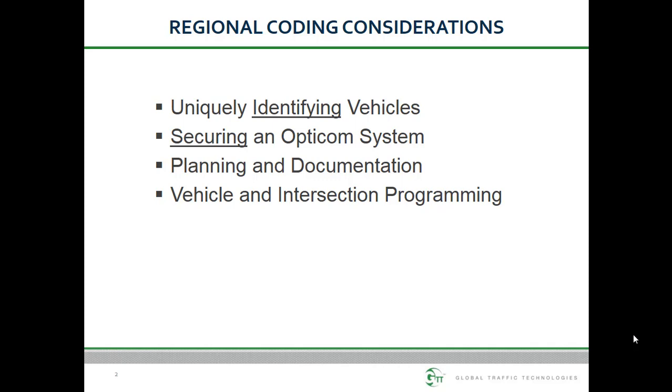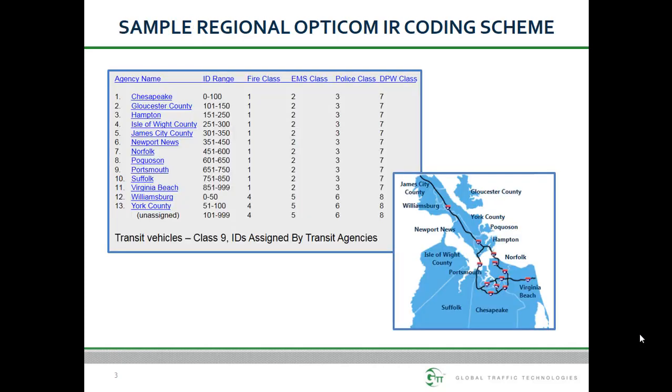First, let's talk about IR systems. For planning and documenting a coding scheme, it is common to use the combination of the vehicle class and vehicle ID to designate a 4-digit vehicle ID. This makes up to 9,999 vehicle identifiers possible for EVP and another 9,999 vehicle identifiers for TSP, which is typically enough for most regional applications.